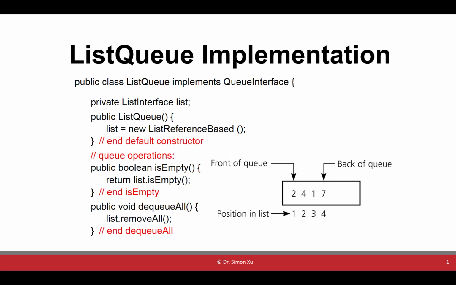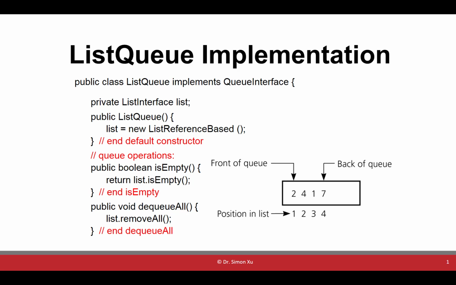We could use ADT list to implement our queue. List-based queue implementation is much simpler. The front is the position 1 of the list. Back is the item at the end of the list. We could use the list remove method, get method, add method to implement our enqueue, dequeue, pick methods.